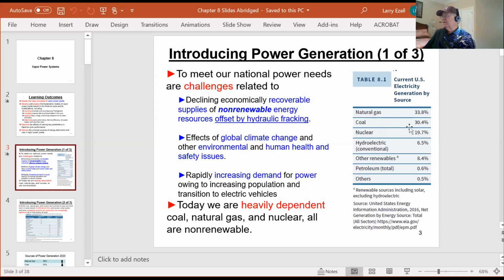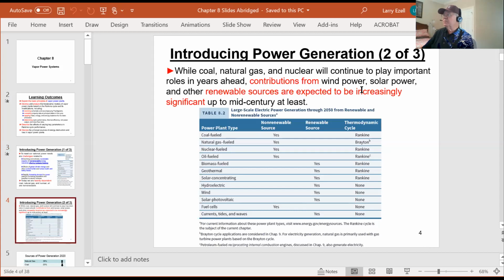Now, if you look over in this Table 8.1 over here, it lists the current sources of power generation. This is out of date. So what I did, I made up another slide. Well, let's look at this one first.